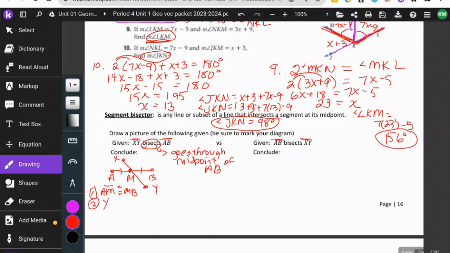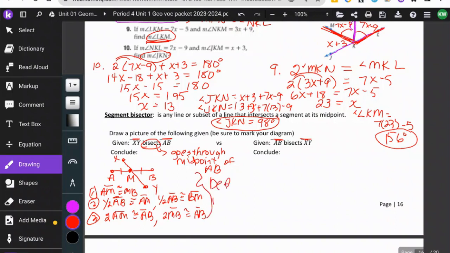Same idea with midpoint, right? Half of AB would be congruent to AM, or half of AB will also be congruent to BM. And then the more algebra piece of this: if I double AM, it's going to be congruent to AB, or if I double MB, it's going to be congruent to AB. So those would all be based off the definition of bisects, line bisector.